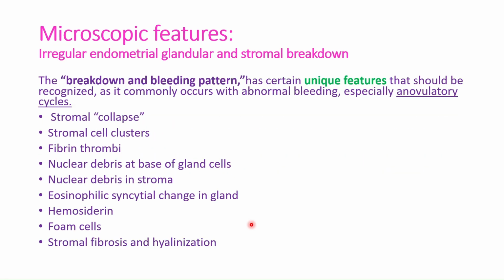So, microscopic features of irregular endometrial glandular and stromal breakdown include stromal collapse, stromal cell clusters, fibrin thrombi, nuclear debris at base of the glands, nuclear debris in stroma, eosinophilic syncytial change in glands, hemosiderin-laden cells, stromal fibrosis and hyalinization.